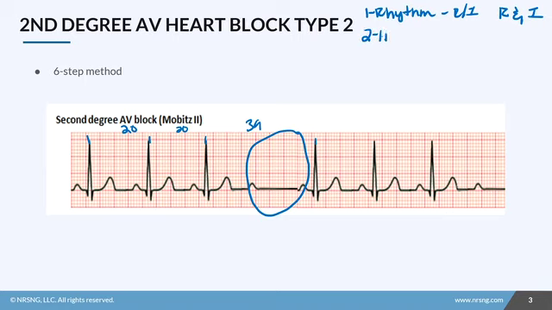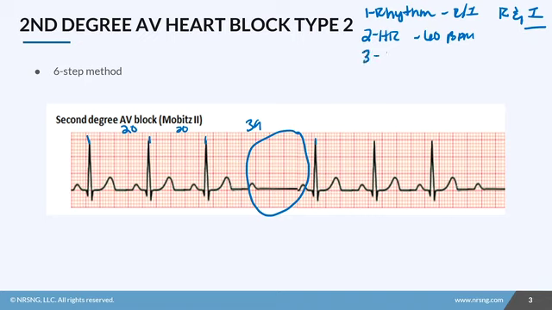In step number 2, let's count the heart rate. We have 1, 2, 3, 4, 5, 6, so 60 beats per minute. The 1500 method would be inaccurate because it's irregular, so we would count the pulse, the apical pulse, for a full minute.